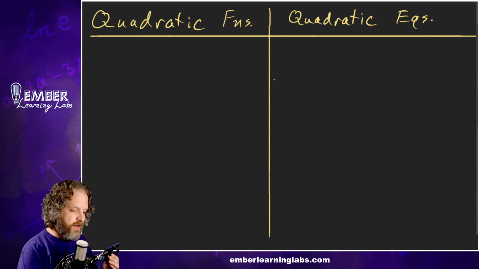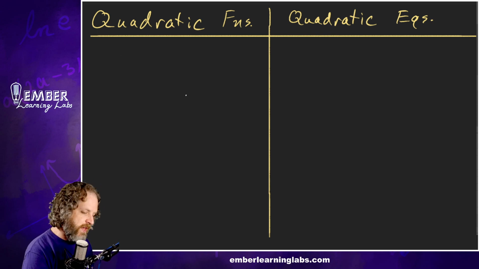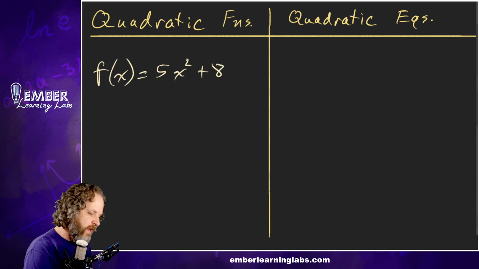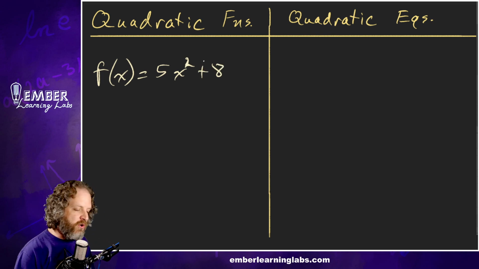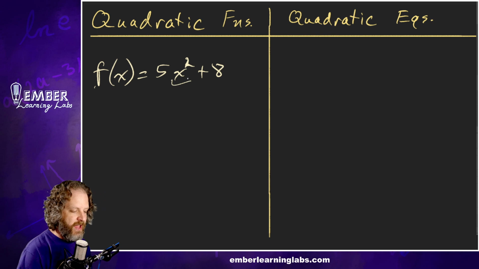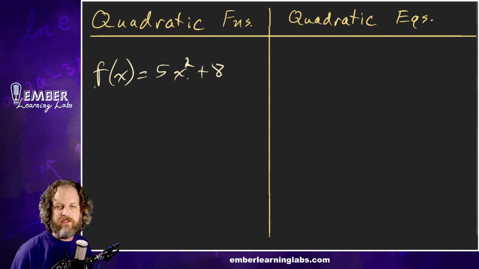So, first of all, we learned about quadratic functions. Something like f of x equals 5x squared plus 8. That is a quadratic function. It has two variables. It has the f of x, which is like the y. It has the x, right? Which is like the x.